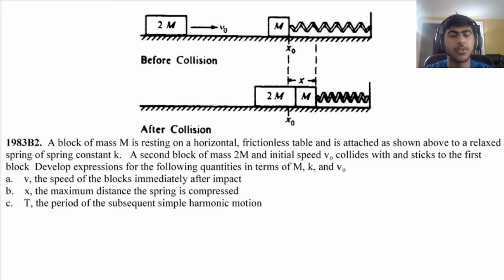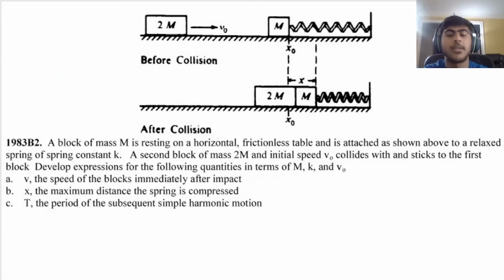Alright, let's get to the first one. A block of mass m is resting on a horizontal frictionless table and is attached as shown above to a relaxed spring of spring constant k. A second block of mass 2m and initial speed v0 collides with and sticks to the first block. Develop expressions for the following quantities in terms of m, k, and v0. So they're asking us for v, the speed of the blocks immediately after impact.